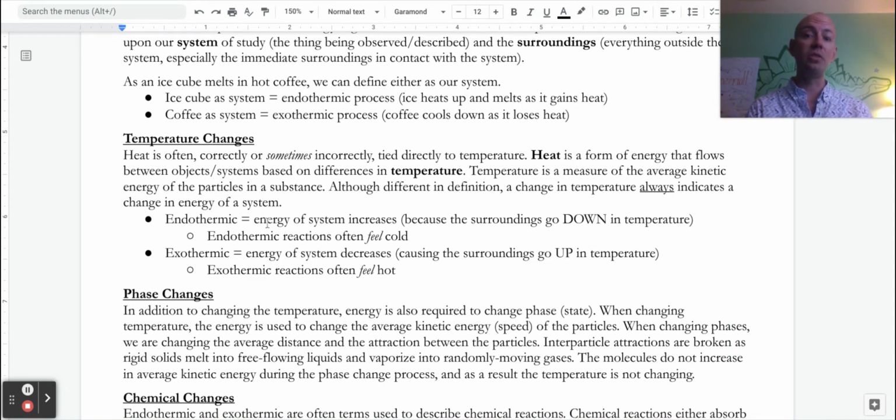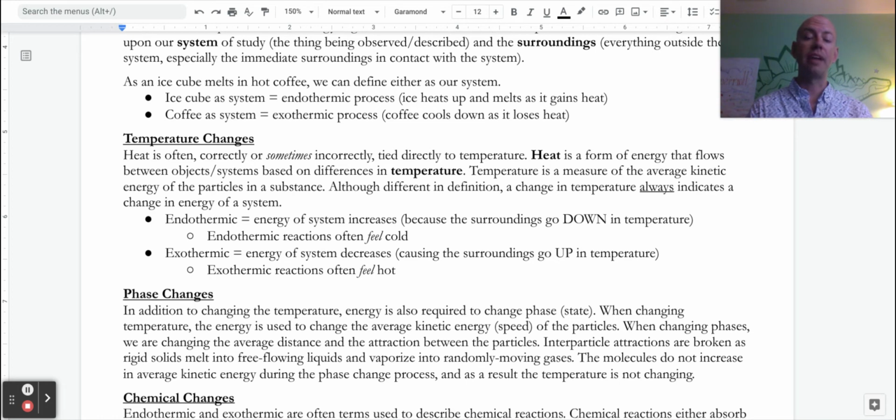In an endothermic process, the energy of the system increases, and that would be because the surroundings go down in temperature. The particles within our system would likely be moving faster. The particles outside the system would be moving slower. And if we thought about how that would feel, it would feel cold, because our hand, as we touch it, is actually a part of the surroundings.